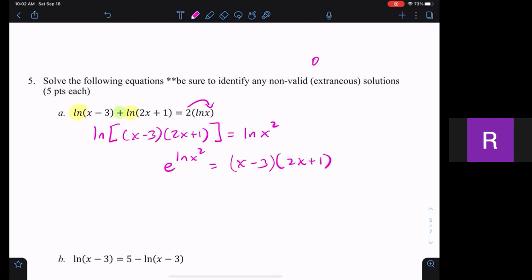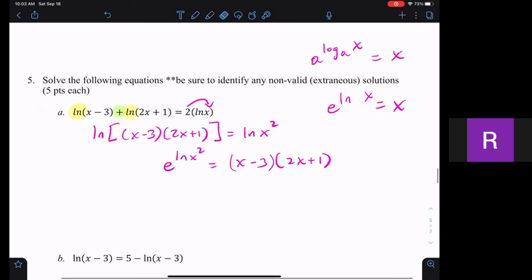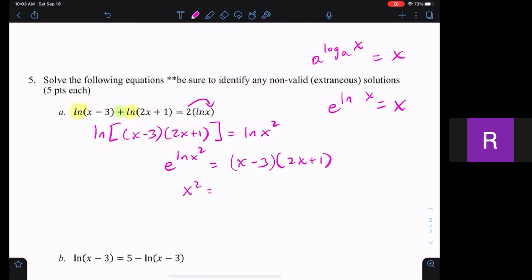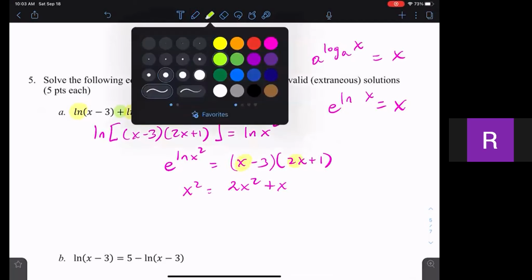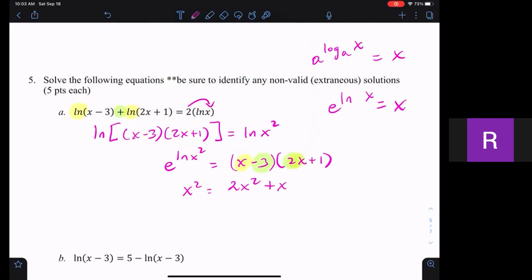Okay. Remember that a to the log base a of x is just x. That's one of the properties of logarithms. If you have e to the ln, well, you know ln is base e anyway, right? That's going to be also x. So that's what I have here, right? So I'm going to use this property. So this is going to be just x squared. And this is going to be 2x squared. I'm doing FOIL now. This and this. 2x squared plus x. Now I'm doing this. Negative 6x. And then this is going to be negative 3.